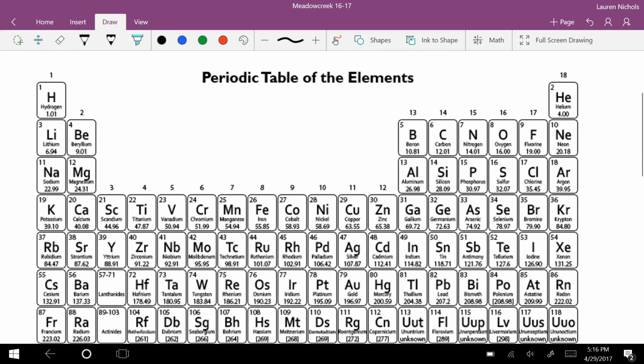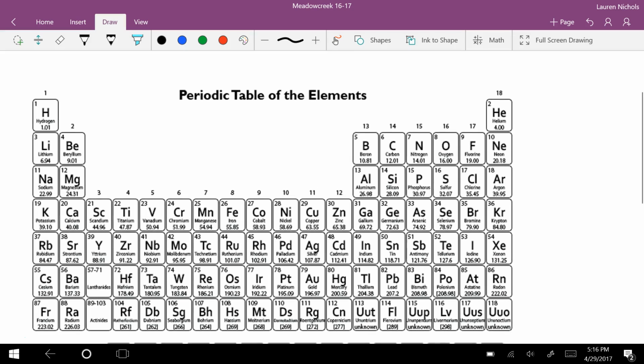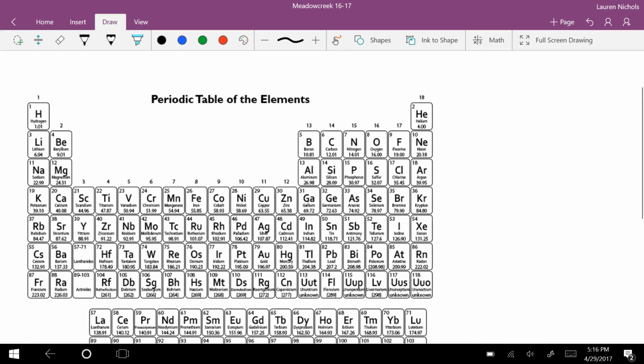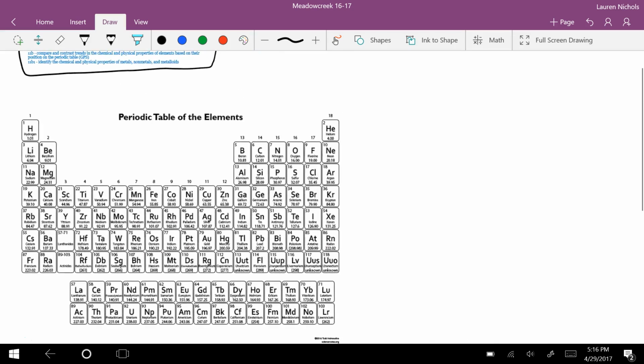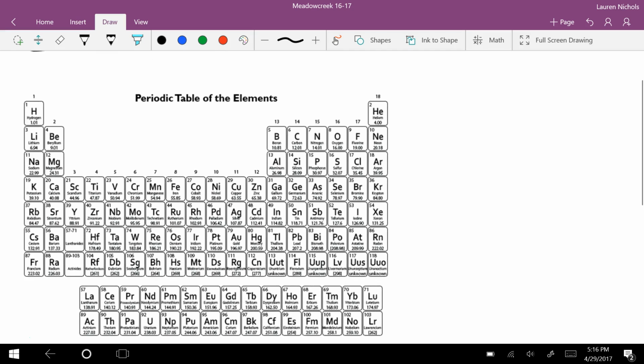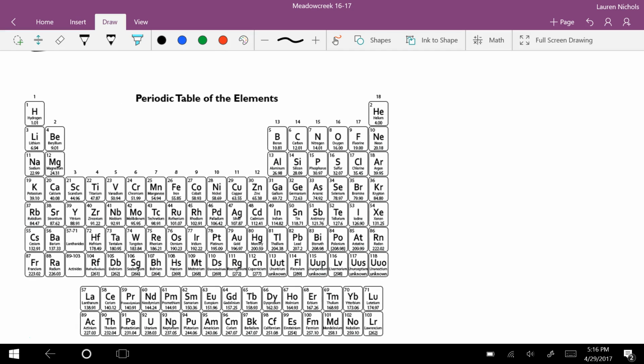If you do not already have a copy of the periodic table in front of you, you might want to. I highly recommend printing off a blank one that you can just write on. It's super handy that way because I'm going to be writing all over this periodic table.